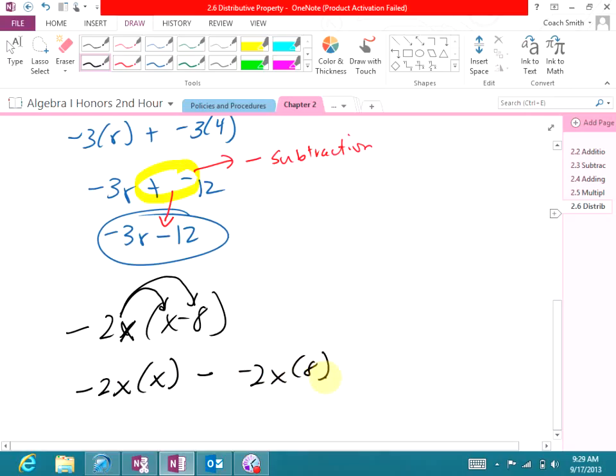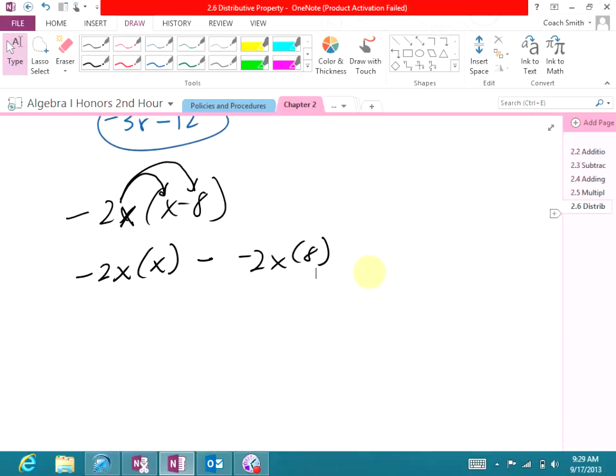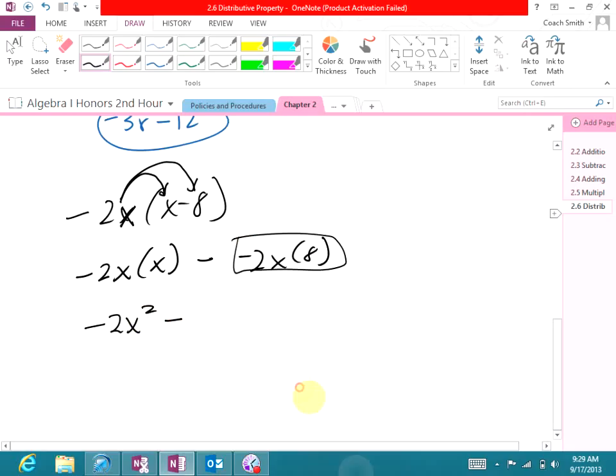Okay, I'm going to write out that second step. Now, x times x is what? X squared. Okay, so that's negative 2x squared. Minus, I'm going to take this, and what is negative 2x times 8? Negative 16x.